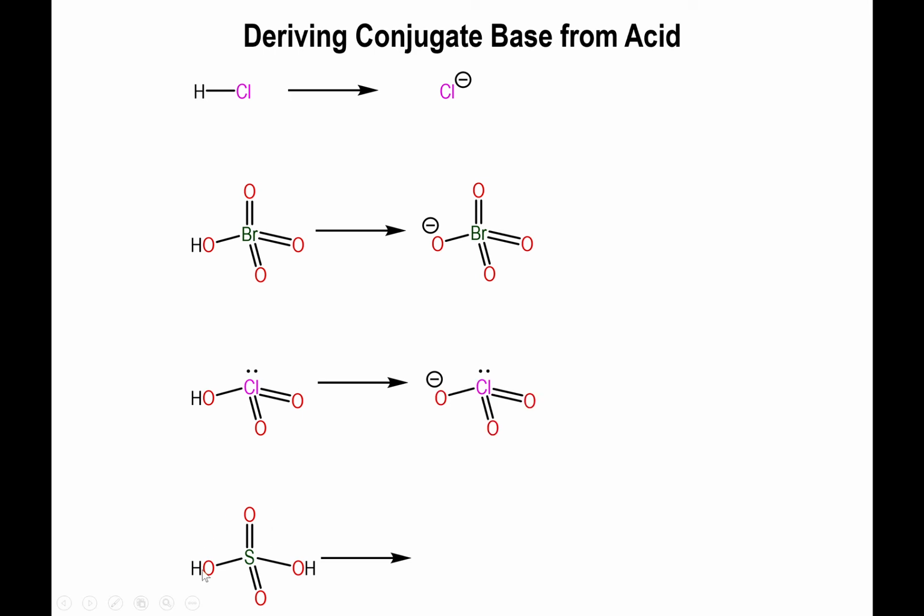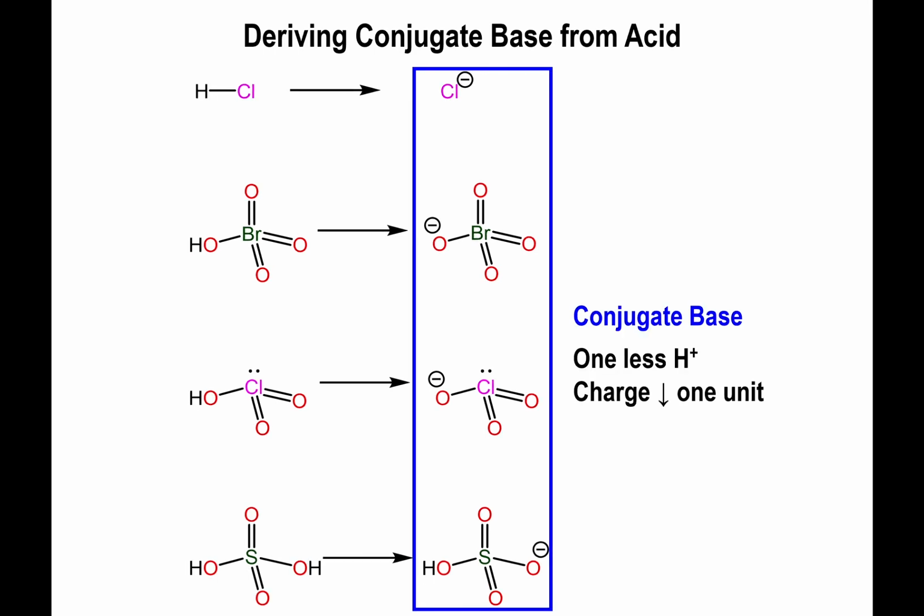And sulfuric acid, you do have two H's, but to derive the conjugate base, you can only get rid of one H. So you don't want to write SO4 2 minus, you want to write HSO4 minus. So the difference between the conjugate pairs is only 1 H plus. If you go beyond that, you're not looking at conjugate pairs anymore. All right, so all of them are the conjugate base. They have one less H than the acid, and the charge is also one less than that of the acid.